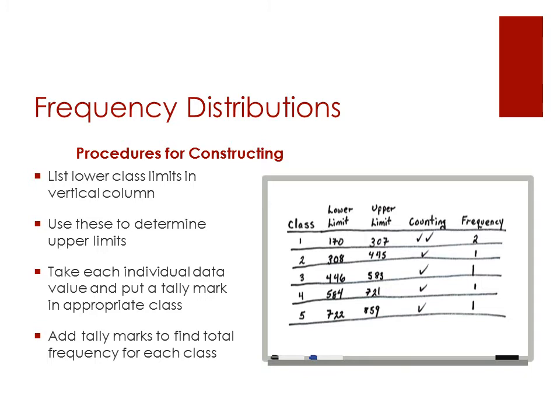The next step is to go through and for each individual data value put a tally mark in the appropriate class within the column labeled counting, which I strongly encourage you to include. Don't skip it. It seems silly for this small data set, but when you start working with larger data sets, it's going to be easy to make a mistake if you try to keep track of this in your head. Then you're going to add up your tally marks to find the total frequency for each class.